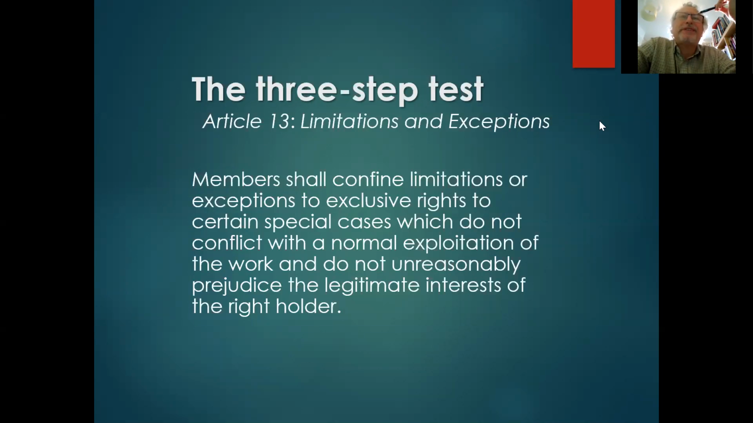So where are the 3 steps here? Okay, let's go through it. Members shall confine limitations or exceptions to exclusive rights to certain special cases. So only for certain special cases, which do not conflict with the normal exploitation of the work. 2. And 3, do not unreasonably prejudice the legitimate interests of the right holder. So there's 3 steps there. It's one sentence, but 3 steps.